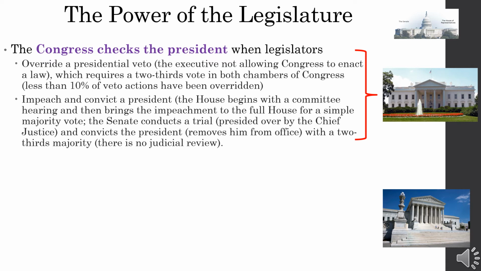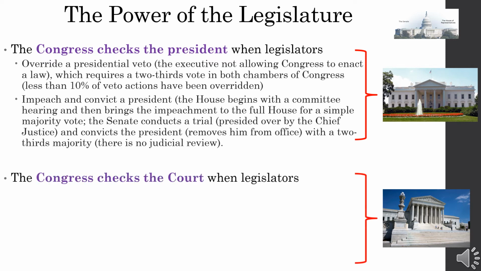The courts can't come in and say, well, Congress did it right or wrong. Congress does it any way they want. That Congress also checks the courts when legislatures do one of three things. The first thing goes like this.